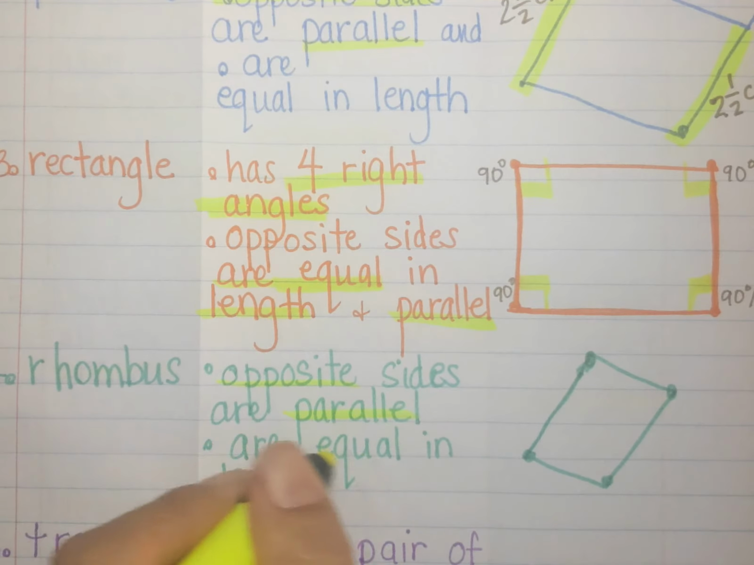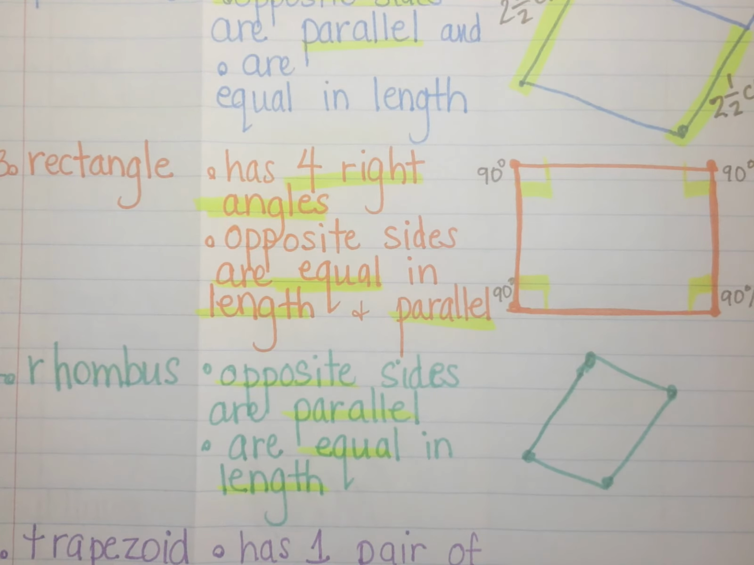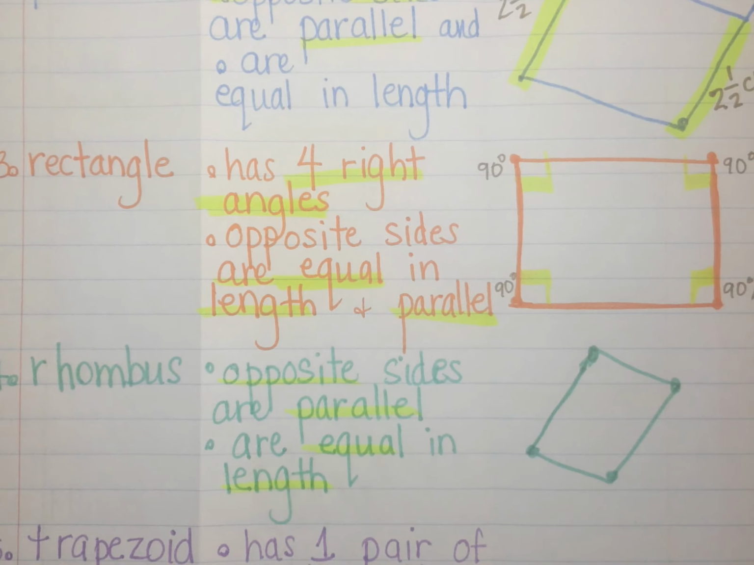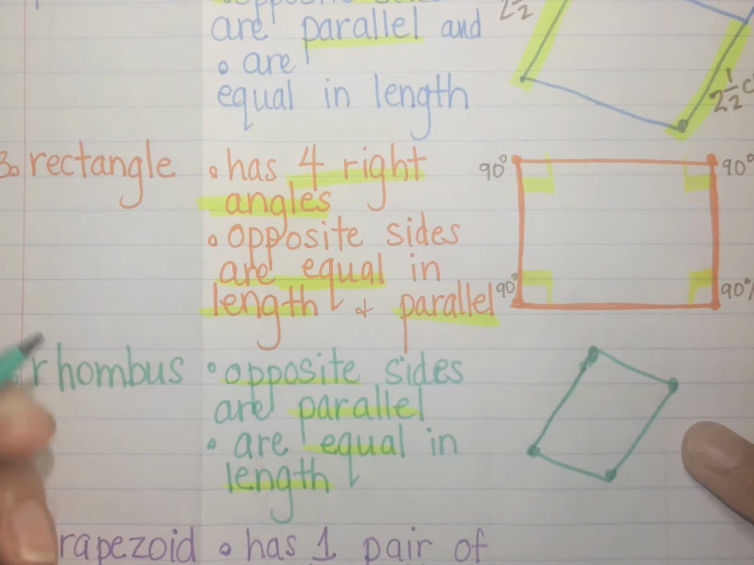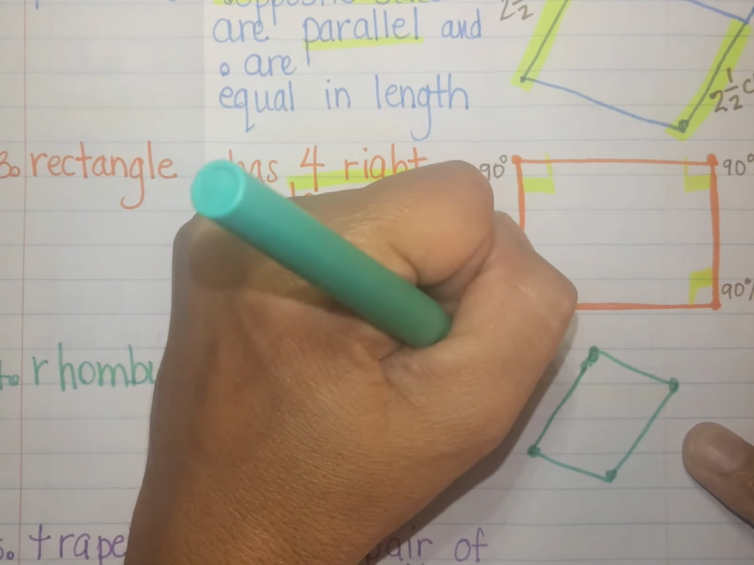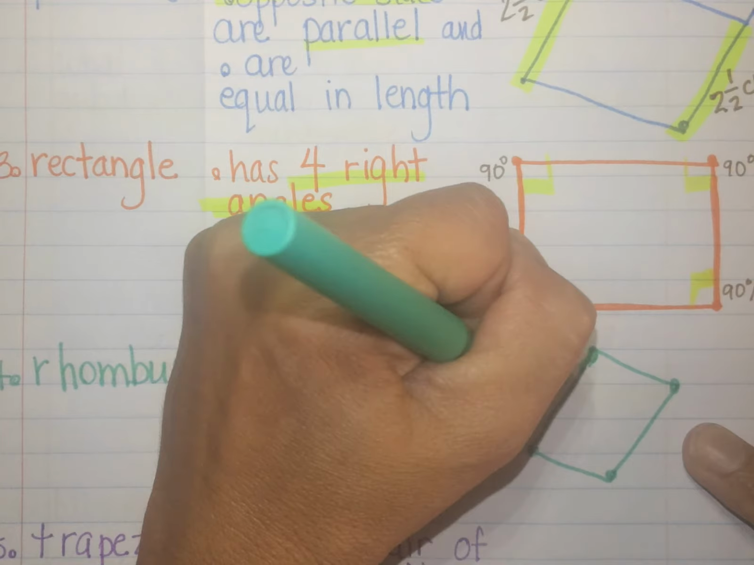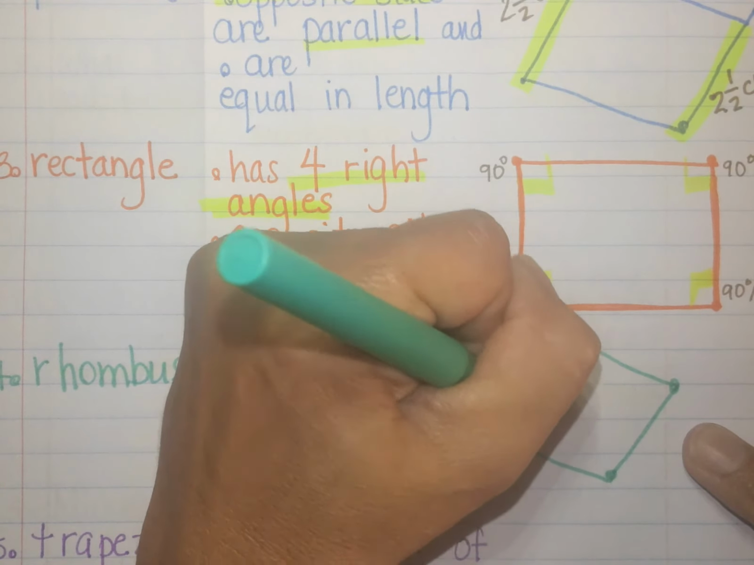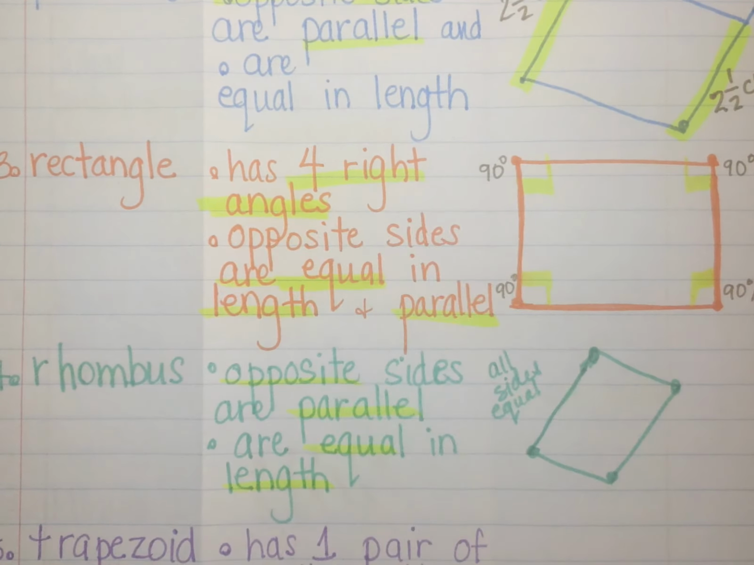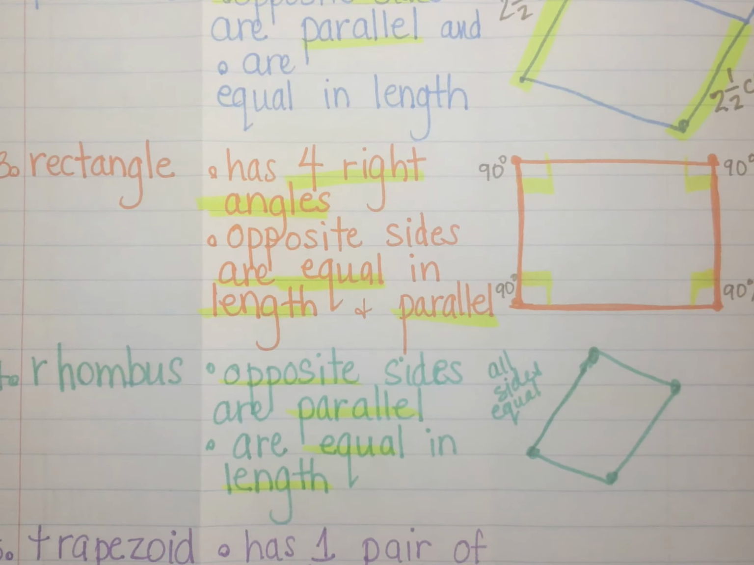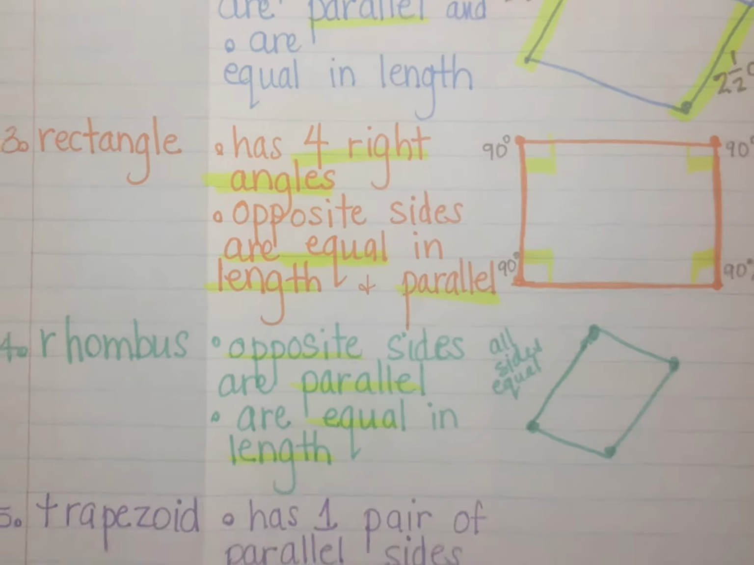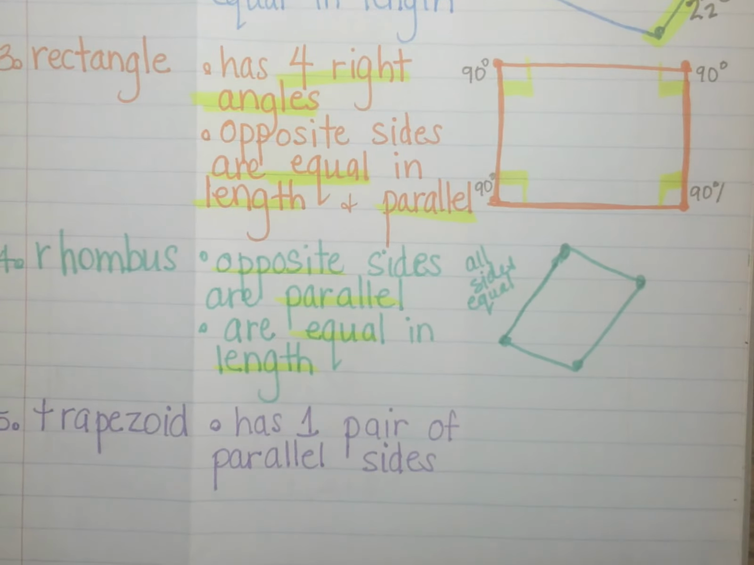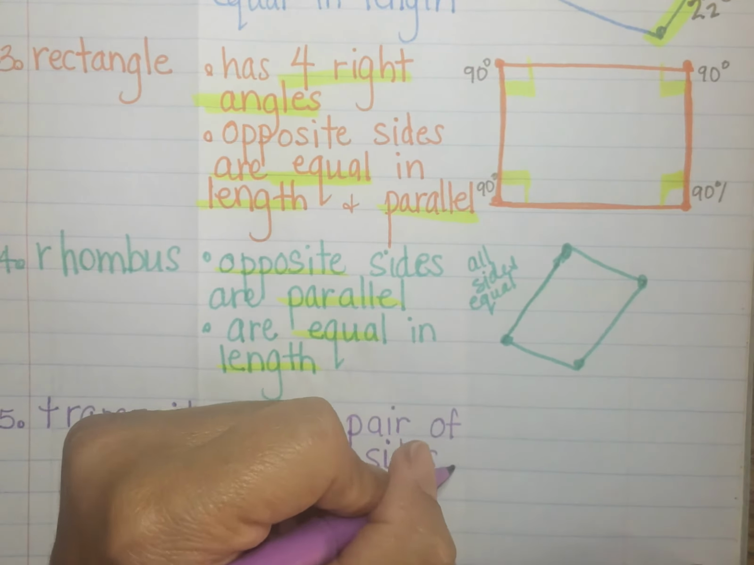Very similar definition. I'm going to add to this that all the sides should have been equal in length. All sides equal in length. This is, for me, going to have to be a redo with a ruler so that everything measures the same amount. Now we're on trapezoid, and it has 1 pair of parallel sides.